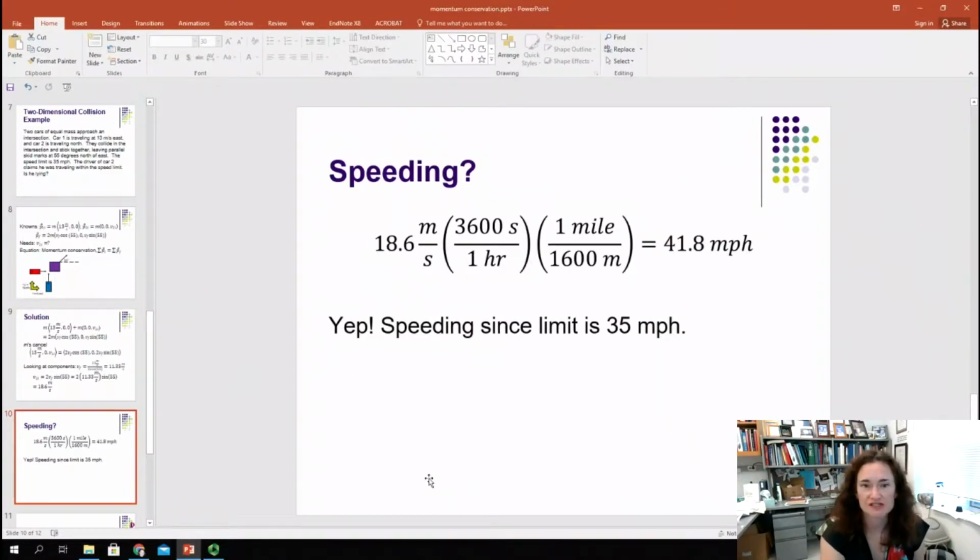There are 3,600 seconds in 1 hour, and there are 1,600 meters in a mile. So 18.6 meters per second times 3,600 seconds per hour times 1 mile divided by 1,600 meters converts it into miles per hour. What I get is 41.8 miles per hour. So yes, speeding, since the speed limit is 35 miles per hour. Don't tell anyone this, but I would consider that not really speeding. Close enough, right? Come on.